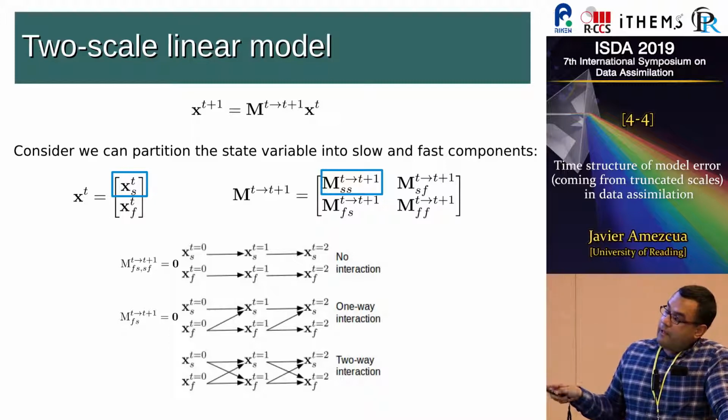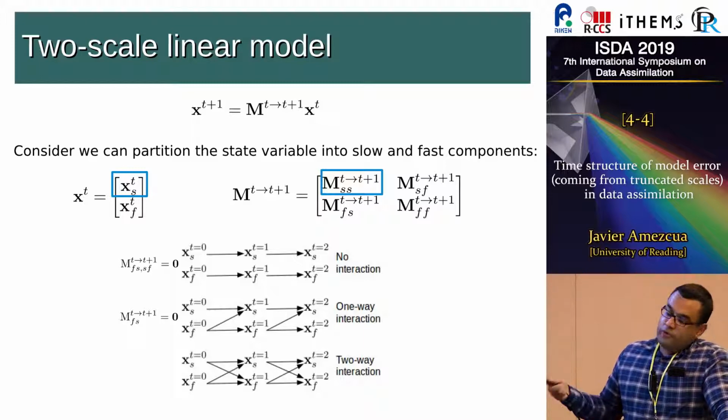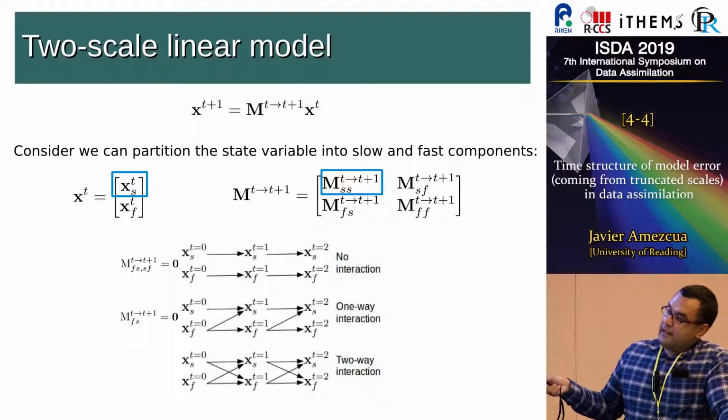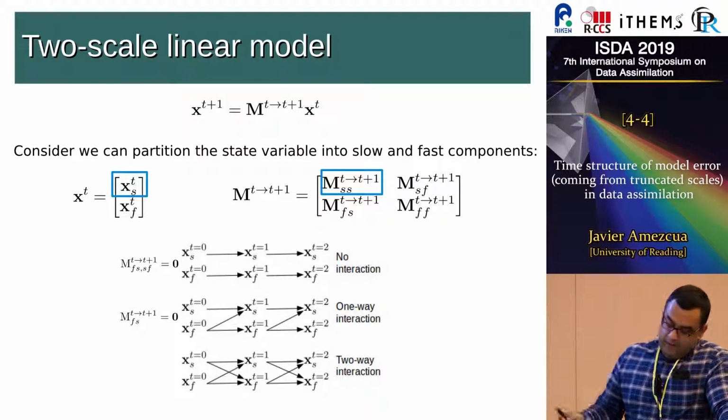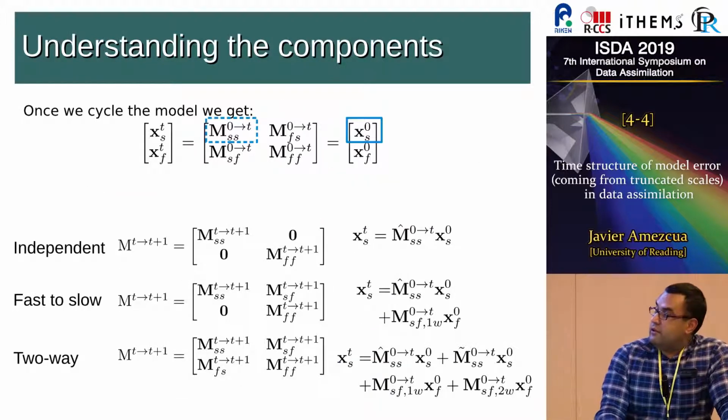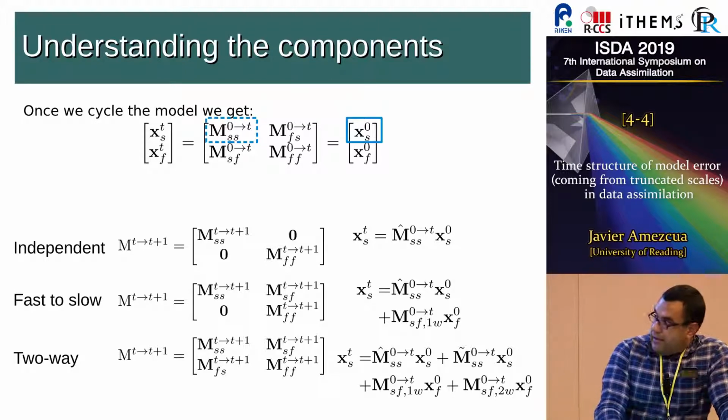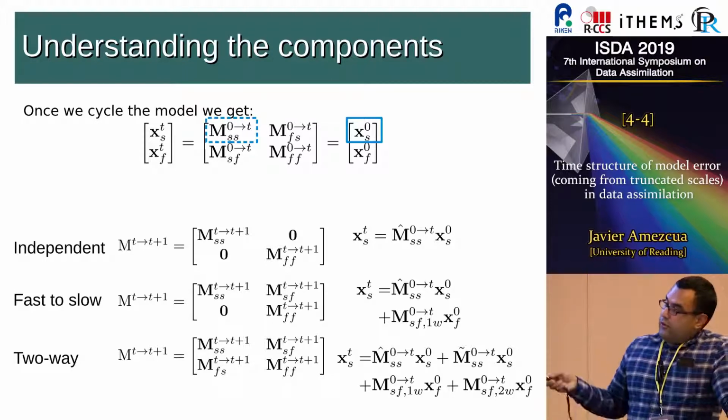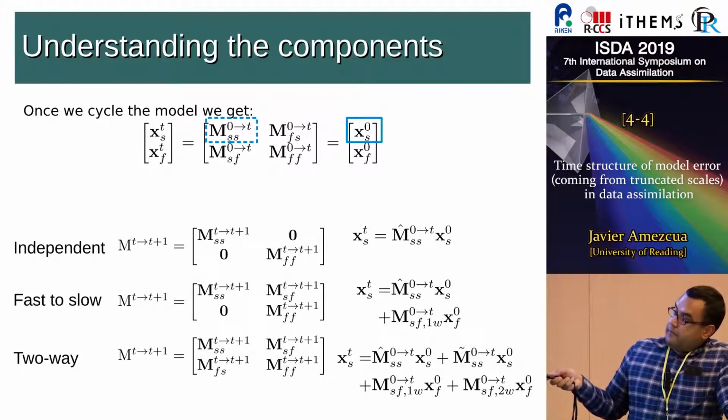Then if I have only interactions from, so this is 0, only the fast feed the slow but not the opposite, I would have this case. And then if the two are non-zero, at every time I have a slow variable contributing to the slow in the next time step, but also to the fast, and vice versa. So different situations arise, and later I'm going to be referring to the following.